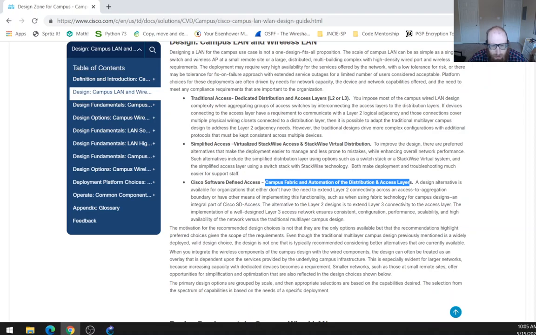A design alternative is available for organizations that either don't have the need to extend layer 2 connectivity across an access to aggregation boundary, or have other means of implementing this functionality, such as when using fabric technology for campus designs, an integral part of Cisco SD access. The alternative to the layer 2 designs is to extend layer 3 connectivity to the access layer. The implementation of a well-designed layer 3 access network ensures consistent configuration, performance, scalability, and high availability of the network versus the traditional multi-layer campus design.